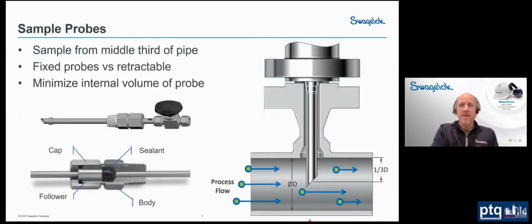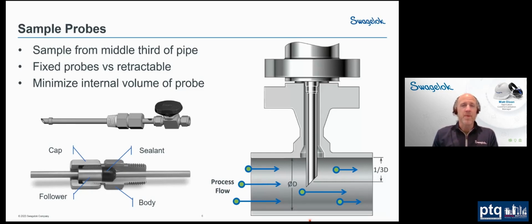So one of the first things, of course, is that representativeness, and the way to do that starts right at the process tap. And by using a probe, it enables us to reach into the center of the pipe, and typically we're trying to reach into the middle third of the pipe because that's where we're going to have the most representative sample that we can extract from the pipe.